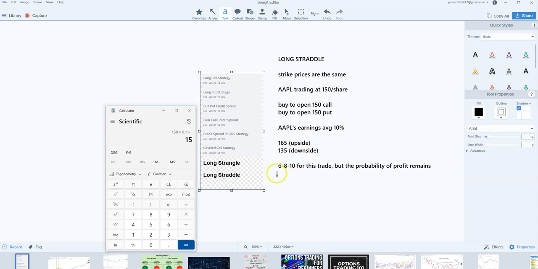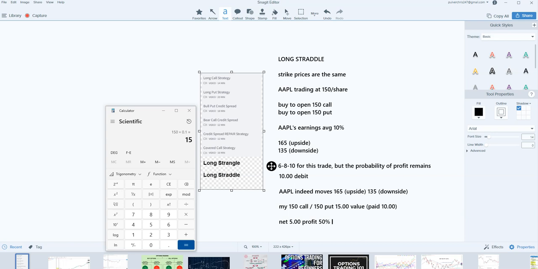So I could take a $10 debit. Let's just say it's a $10 debit for this trade. Okay? And Apple indeed moves to 165 on the upside, or if it was a bad earnings report, moves to 135 on the downside. That still gives my 150 call or my 150 put $15 of value, and I paid, let's say, $10 for it. That gives me a net $5 profit. Okay, so if I paid $10 for it, I walk away with $5 profit.